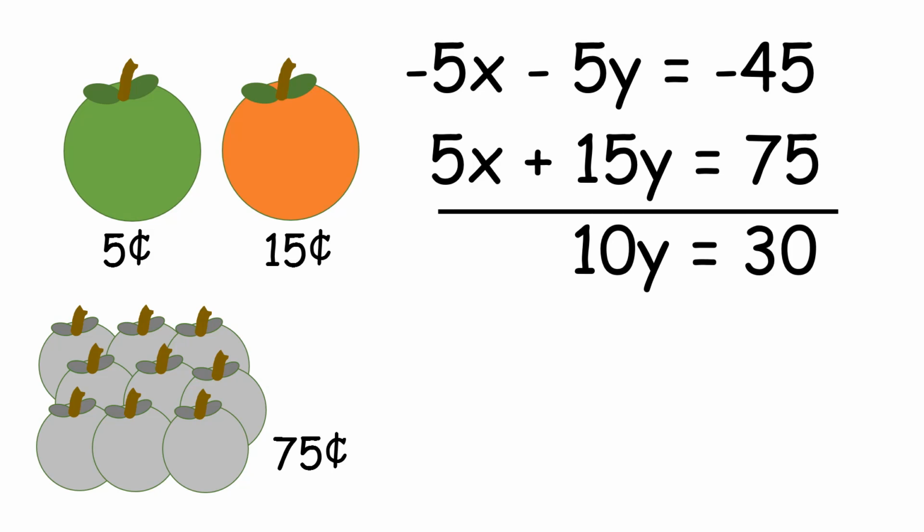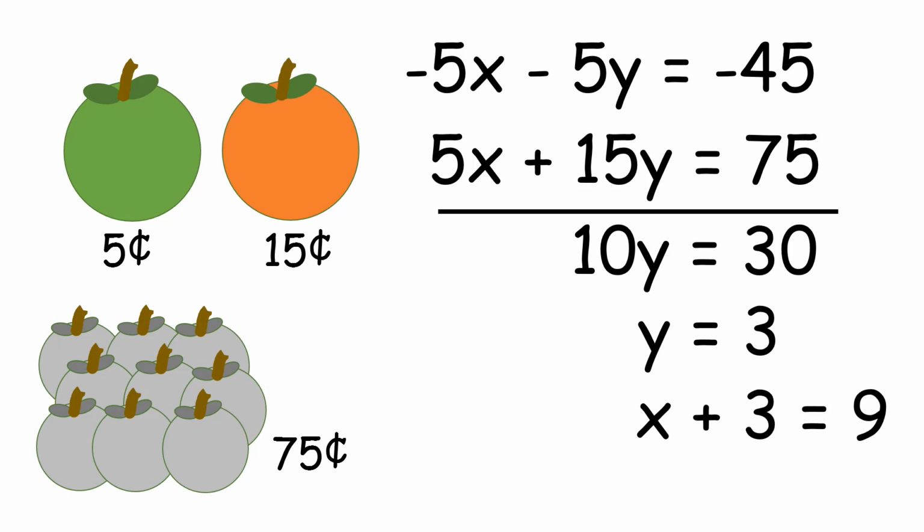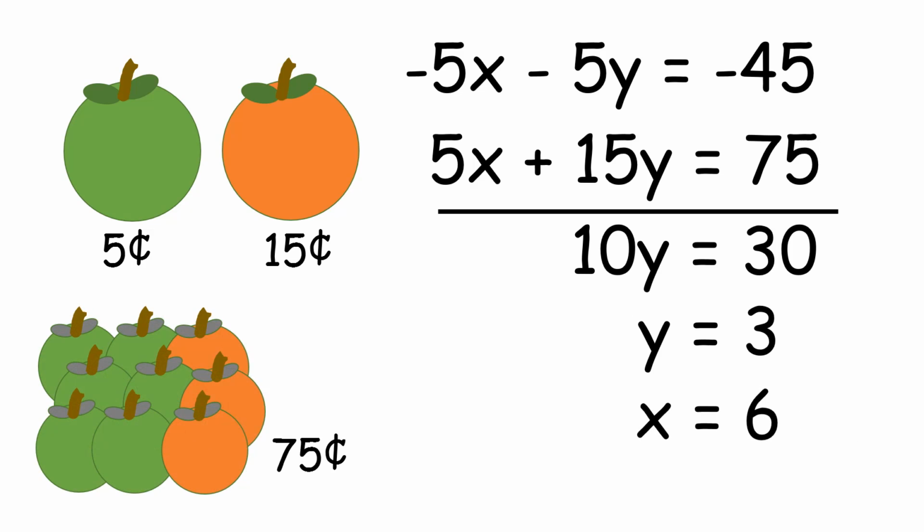-5x plus 5x is 0, so that eliminates the x term. And -5y plus 15y is 10y, and -45 plus 75 is 30. So if 10y equals 30, then y must be equal to 3. And now, from our original equation, we know that x plus y is 9, so if y is 3, then x must be 6, which confirms you bought 6 apples and 3 oranges.